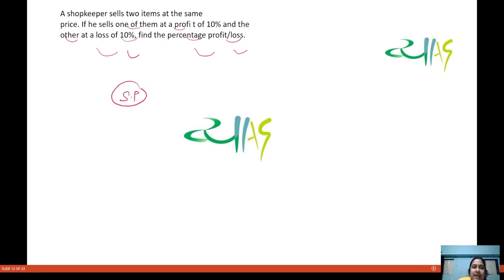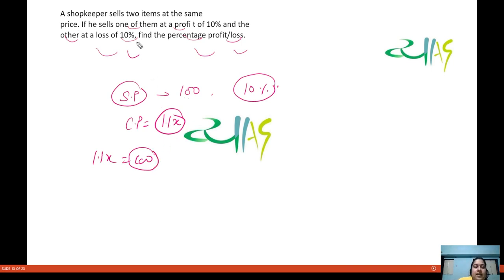So, selling price is how much? Let's say 100. Okay, now if he sells one of them at a profit of 10%, let's say this one is sold at a profit of 10%. Okay, so that means cost price 1.1x is equal to 100.